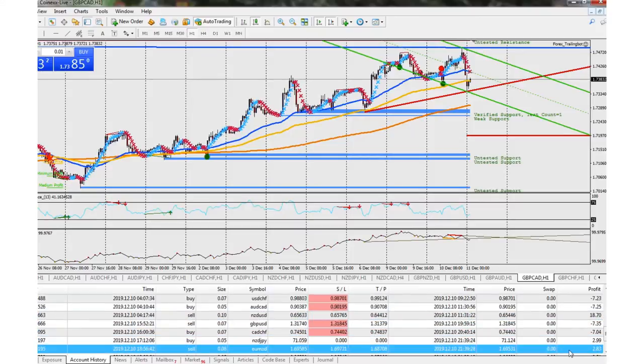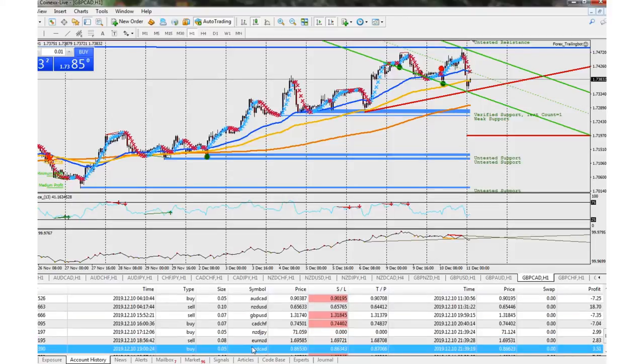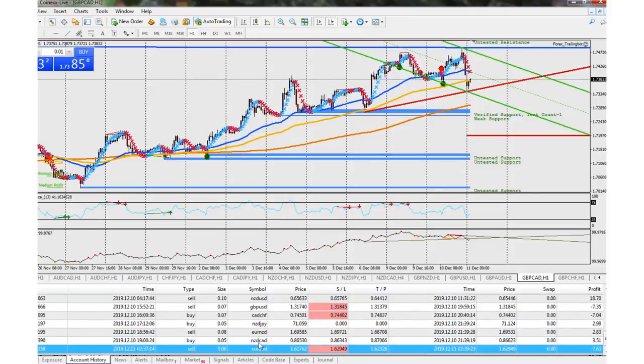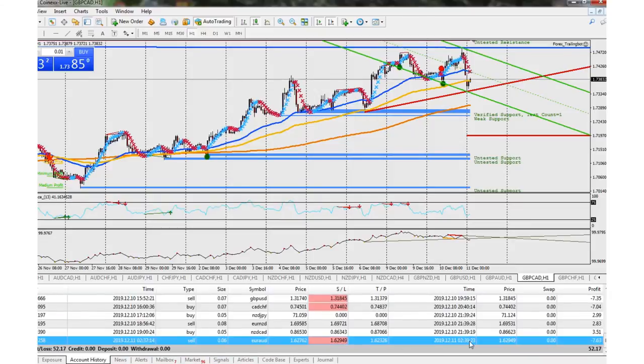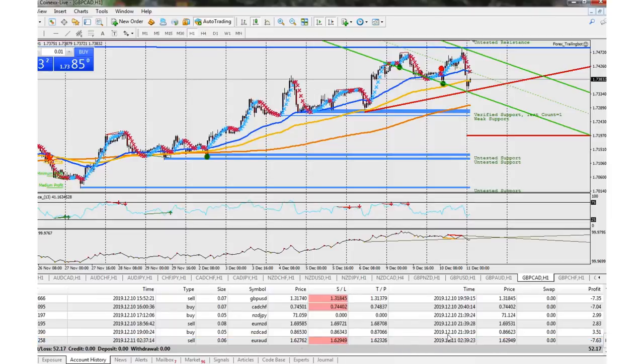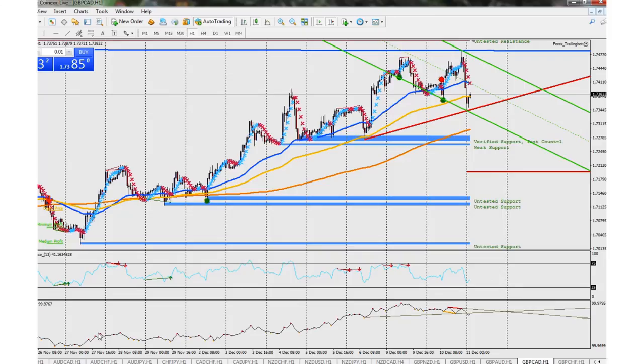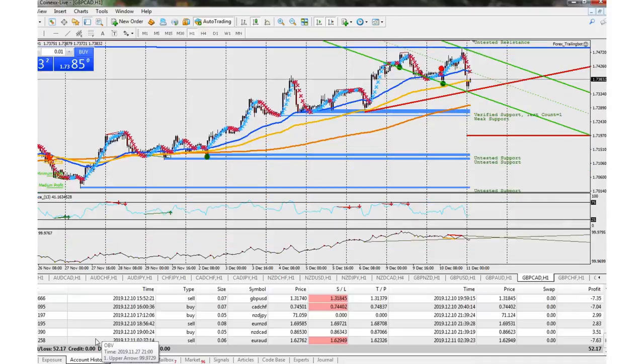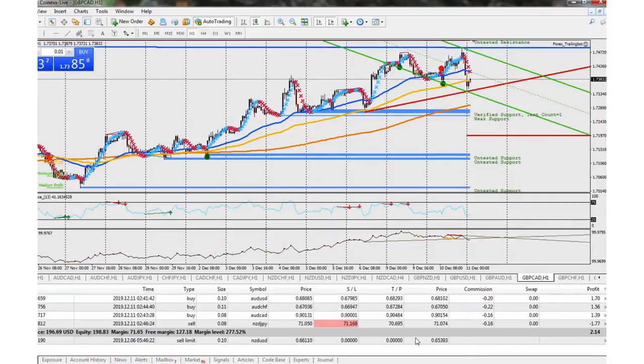NZDJPY, got $3 out of that, got about another $3 out of the Euro NZD, the Kiwi CAD, got $3, and hit the stop loss on the Euro Australian. Anyway, so it was about 21 something and some change for today. Total this week so far is $52, so we're kind of making some profit, which is pretty positive. So we just got to see what the rest of the week, what these trades bring overnight.